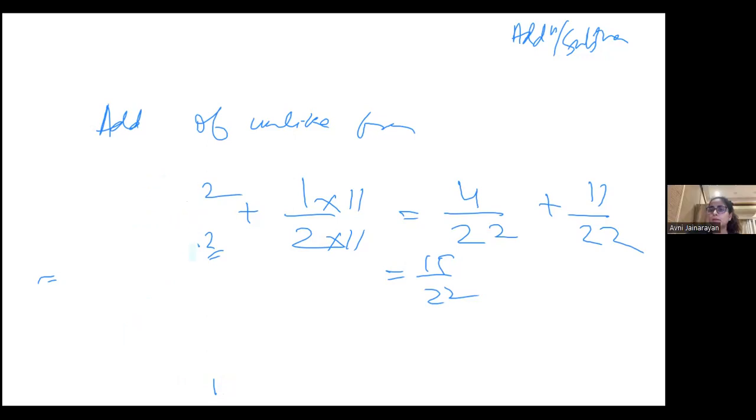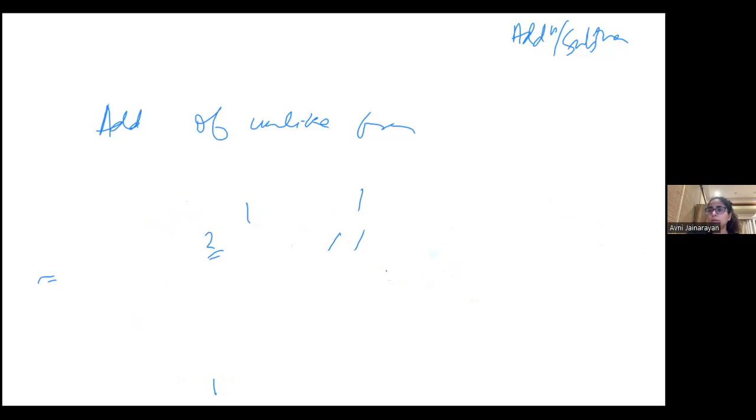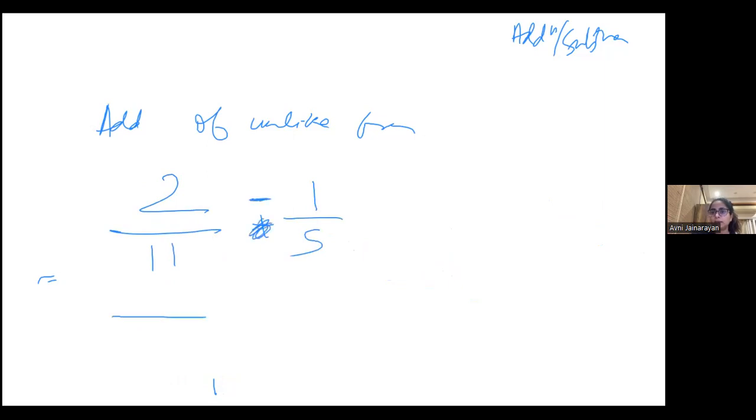Same, you will do subtraction also. This is how you will be doing it. I'll take one more example and then I'll move on to the next topic. 2 upon 11 plus 1 upon 5. Instead of plus, let's take it as minus. Again, we will have to do it separately.